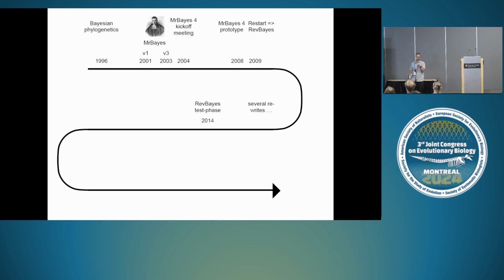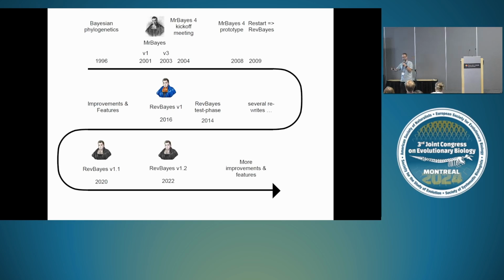Then there were several rewrites, at least 3 major rewrites where we started from scratch again. In 2014, we had the first working version of RevBayes and the first larger workshop where we exposed users to it. Then in 2016, we published RevBayes version 1, which is the official publication that exists right now. Then there were a lot of improvements and additional features. In 2020, we decided to call it RevBayes version 1.1. In 2022, we went to RevBayes version 1.2, with more improvements and more features.